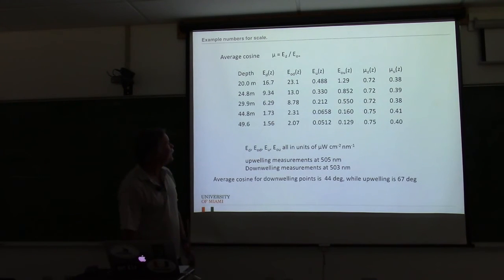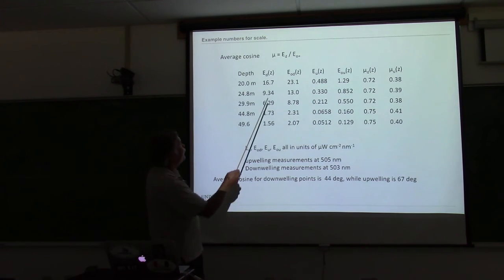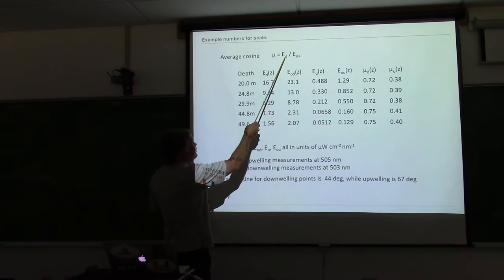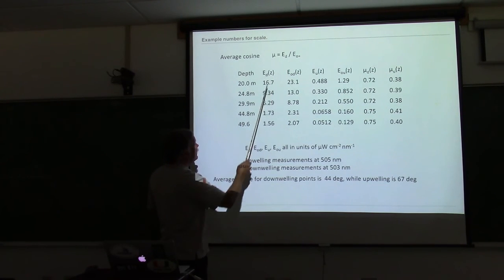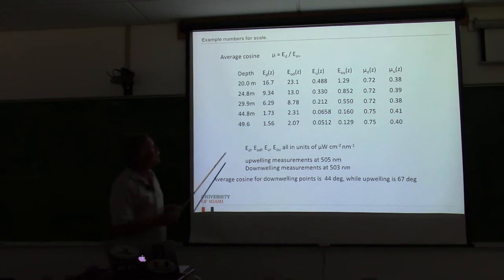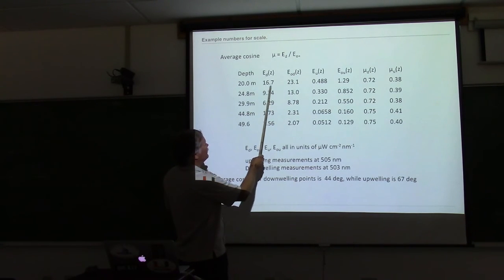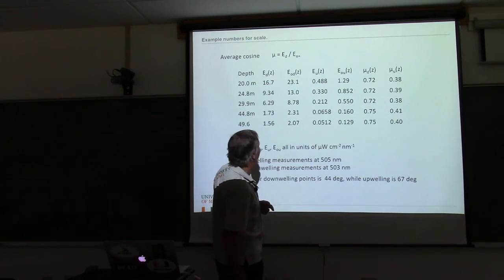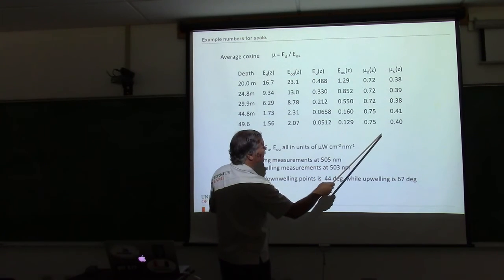Okay. To give you an order of magnitude of what the numbers look like, there's this term called average cosine, which is the ratio of the downwelling irradiance to the scalar irradiance. And since the scalar irradiance is measuring everything equally, the scalar irradiance is going to be a little bit higher, and this ratio for the downwelling light field was about 0.7 in this example.